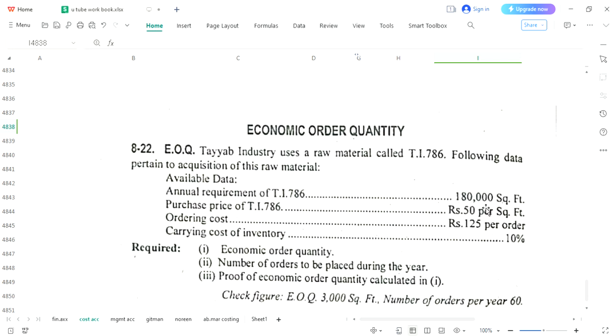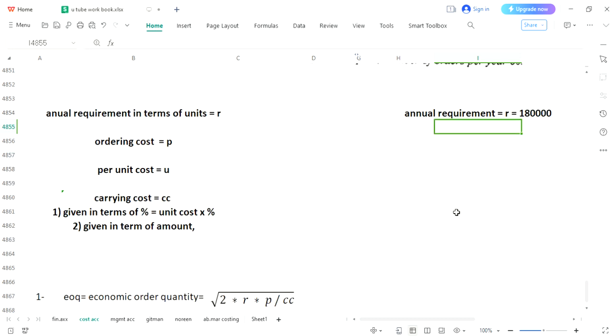Purchase price. Purchase price, as you know, is the unit price. Purchase price is also called per unit price, and it would be denoted with U, and that per unit price is 50. So put 50 over here. Second element we have seen, and now let's see what next is given.